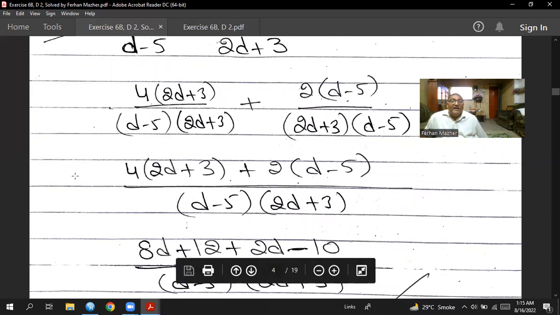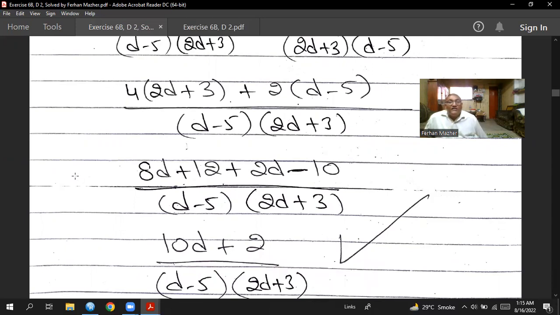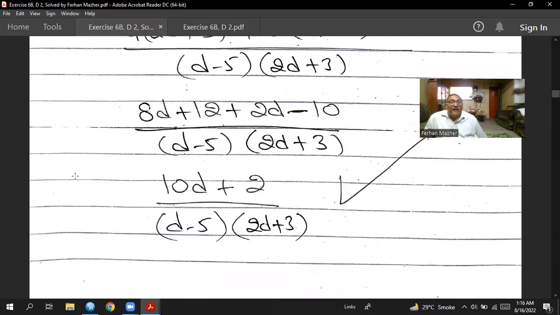So you will have 8d plus 12 plus 2d minus 10 divided by d minus 5 into 2d plus 3. So this will become 10d plus 2, and downstairs you have d minus 5 and 2d plus 3. Even if you take 2 common from here, you will not be able to simplify it further. So this is it, and this is how you will do this question.